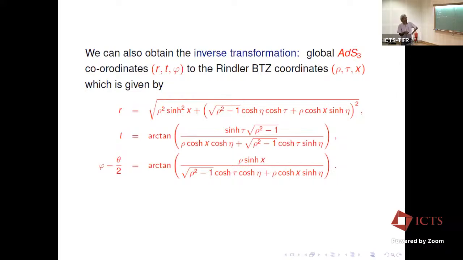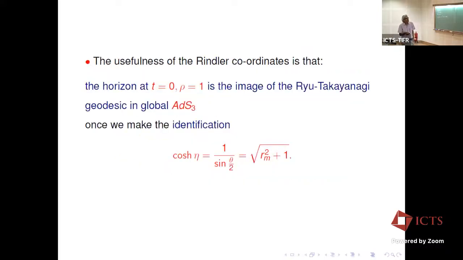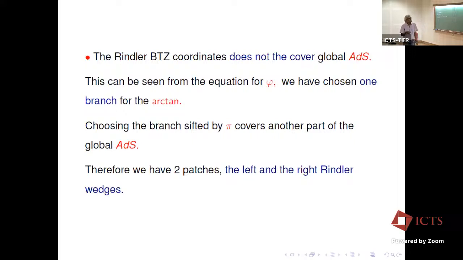Now, this is the inverse transformation. You have to choose a branch, one particular branch. So the usefulness of the Rindler coordinates is that if you look at the t equals 0 slice and rho equals 1, which is the Rindler horizon, that is the image of the Ryu-Takayanagi geodesic. You can actually show it explicitly using the map. Once we make the boost identification, cos eta is this. And the Rindler patch, of course, does not cover the whole global AdS, because we have chosen a particular branch and so on. And therefore, we have 2 patches of the Rindler wedges, left and right.